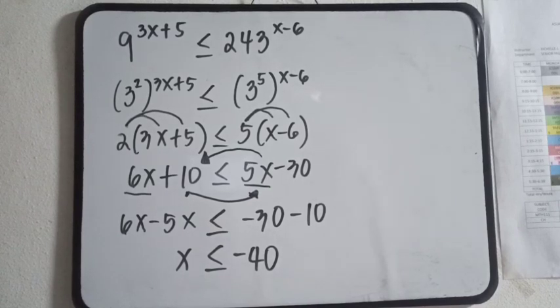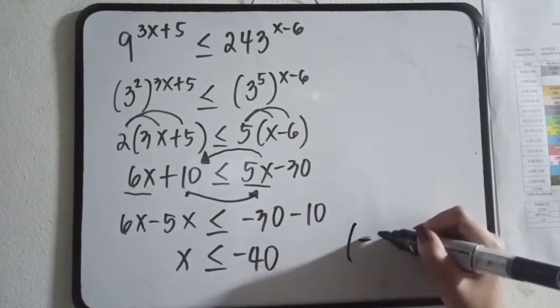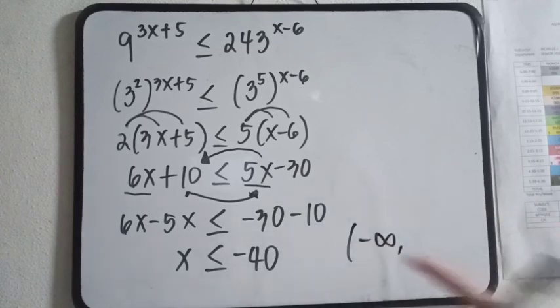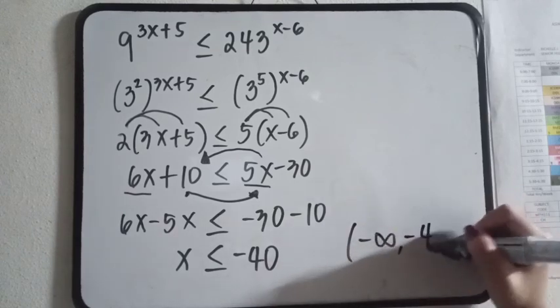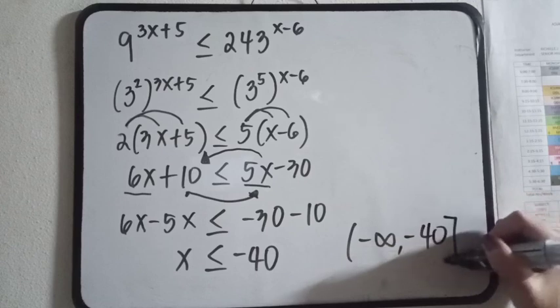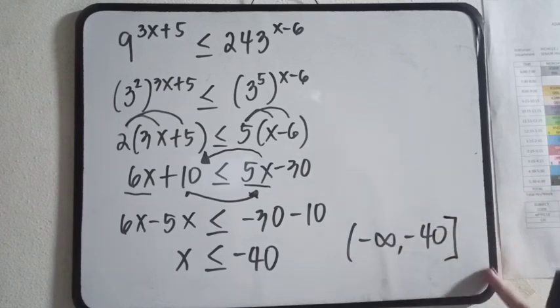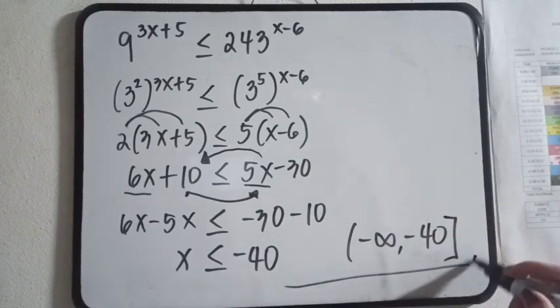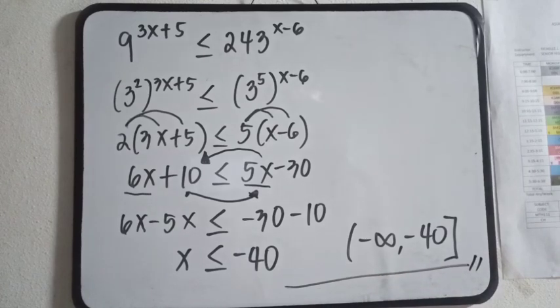So ano ating magiging interval? Okay, so from negative infinity to hanggang saan daw? Negative 40. Then, since included si negative 40, naka-bracket siya ngayon. So, ang ating final answer is negative infinity to negative 40.